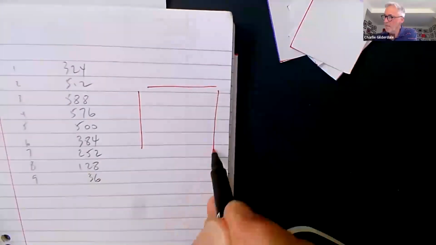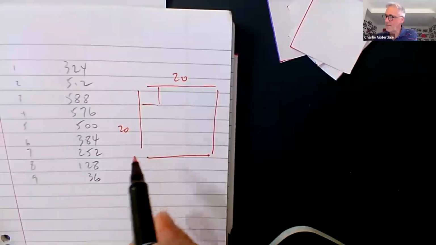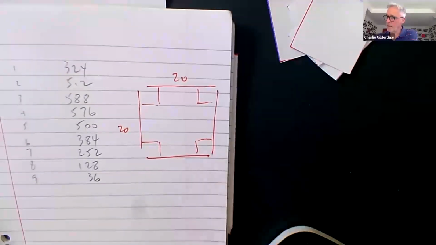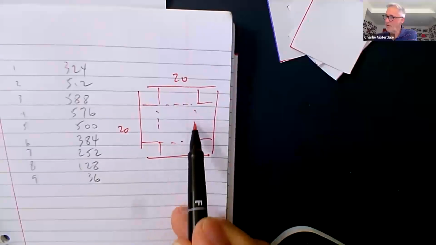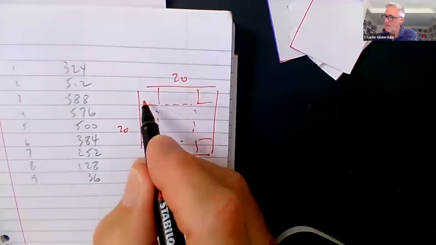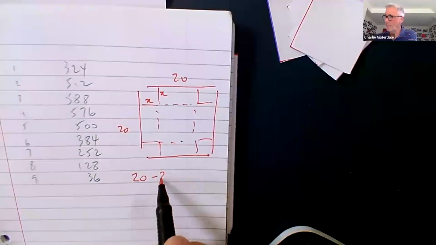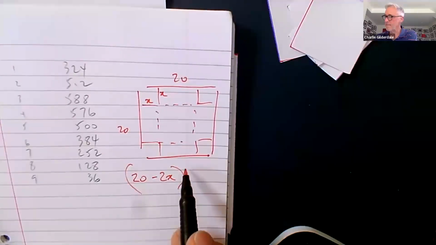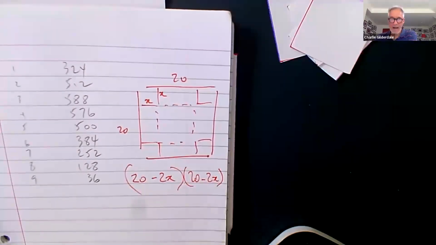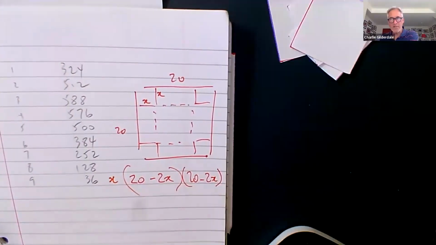I was thinking in terms of my 20 by 20 and cutting out x by x's. And so I was going to have a base which was 20 minus 2x by 20 minus 2x, and the height was going to be x. And students could use that kind of formula. And I know that Alison's been working using the formula, so I'm going to stop sharing my screen so she can show you what she's been doing.